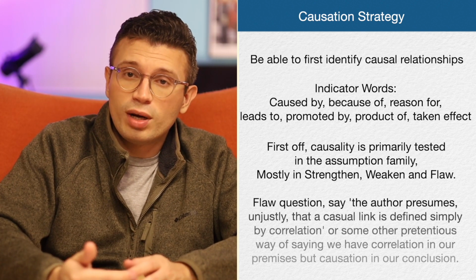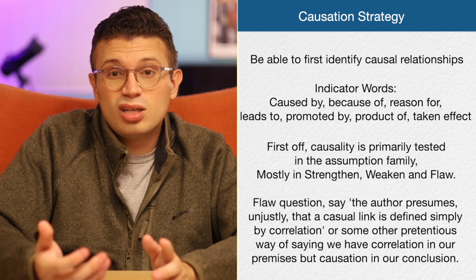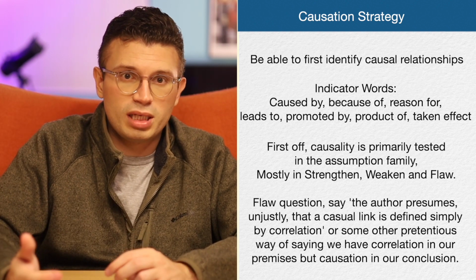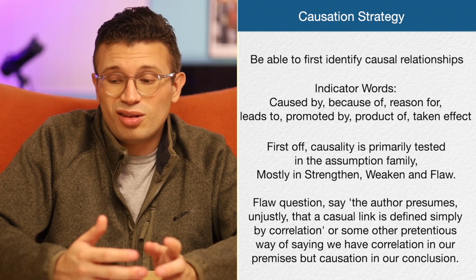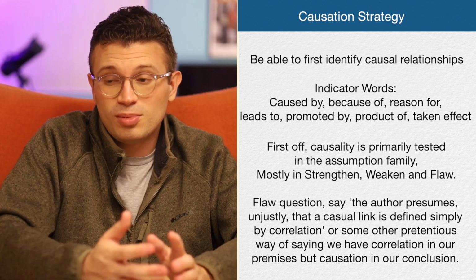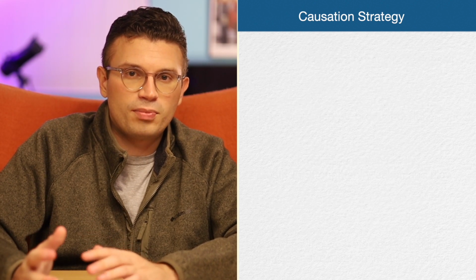If it's a flaw question, all you have to do is say the author presumes unjustly that a causal link is defined simply by correlation. That's a real answer choice I pulled out of a test, right? Or they could say some other pretentious way of saying we have correlation in our premises but causation in our conclusion, just with their fancy pants language.